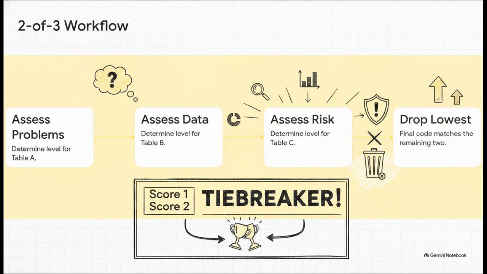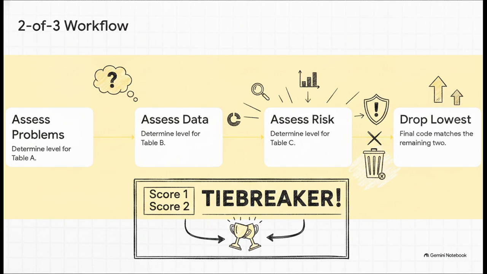This entire concept boils down to a super simple, foolproof workflow. You just follow 4 steps. Step 1, assess the level for problems. Step 2, assess the level for data. Step 3, assess the level for risk. And step 4, literally just drop the lowest level. Whatever is left are your remaining 2 levels, and your final code matches those.